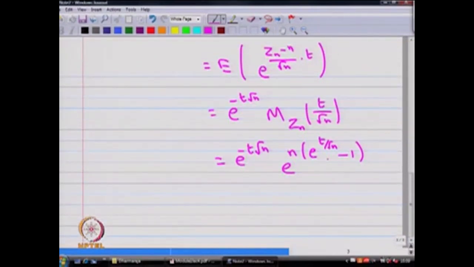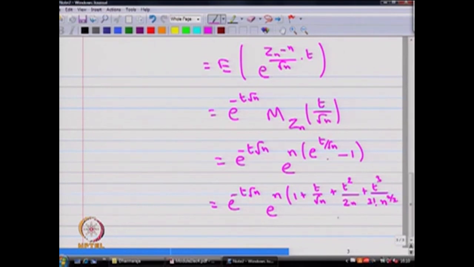Therefore, we can further simplify by expanding e power t by square root of n. That means you keep this e power minus t root n, you expand only e power t by square root of n, that is 1 plus t divided by square root of n, then the next term will be t square by 2 times n, and the next term will be t cube divided by 3 factorial n power 3 by 2 and so on. So this is the expansion of e power t by square root of n minus 1. So close the bracket.